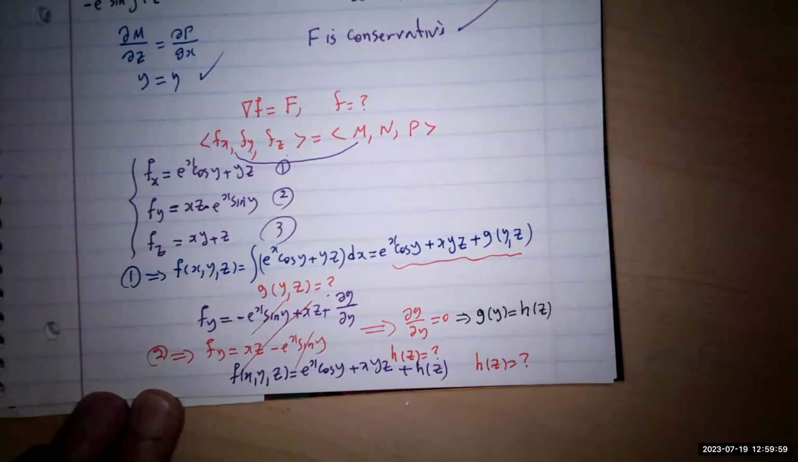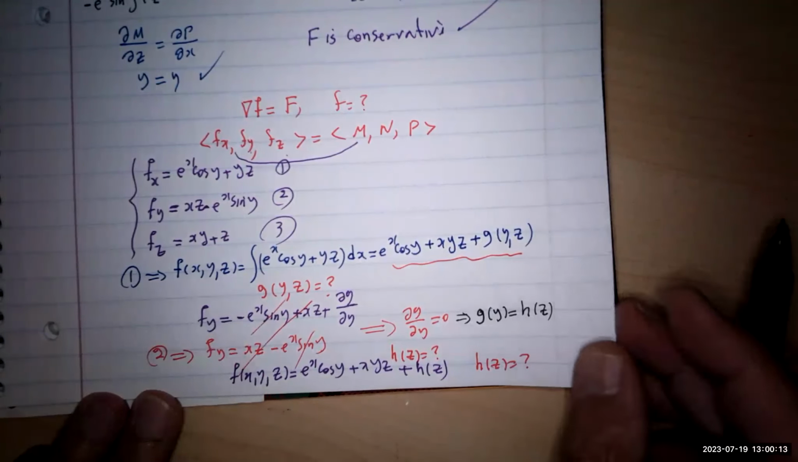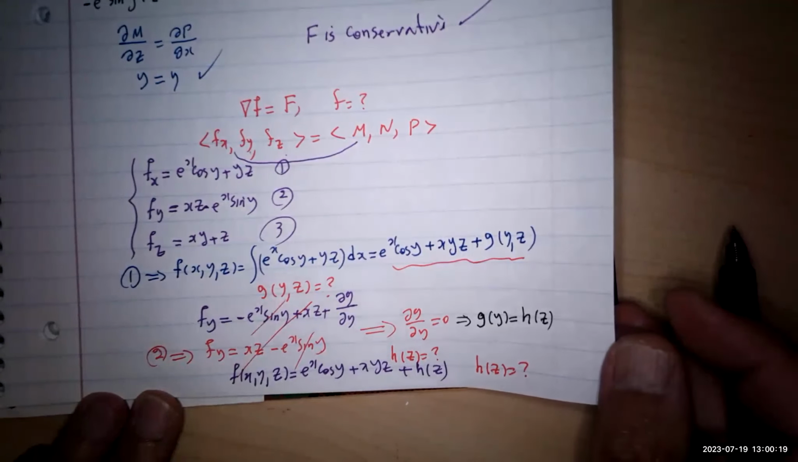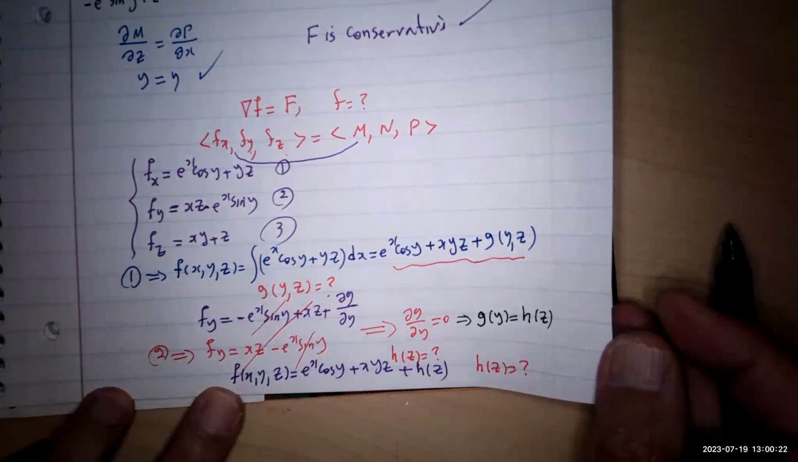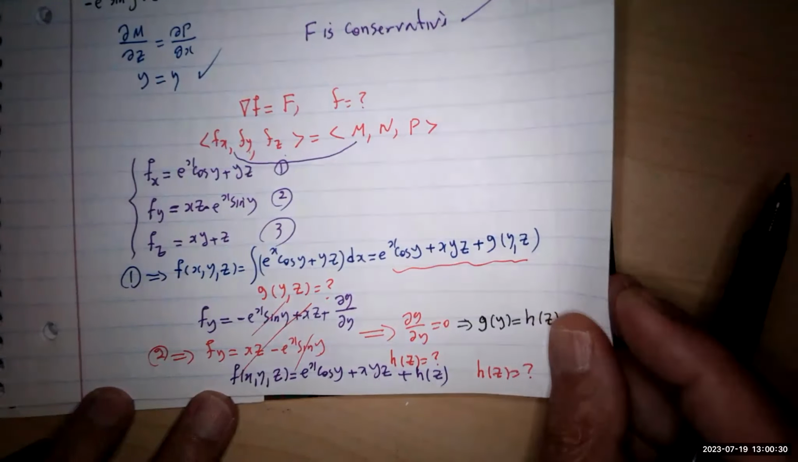So differentiate this equation with respect to z. The first term won't give you anything, but this would give you x times y plus h prime, and you compare it with f of z to see if there is any h in it. Any question? I want to go to the next page, continue. So I'm going to take the derivative of this one with respect to z. That would give me 0 here, and that's xy and h prime. And then I can compare it with equation number 3 to be able to find what that function is eventually.